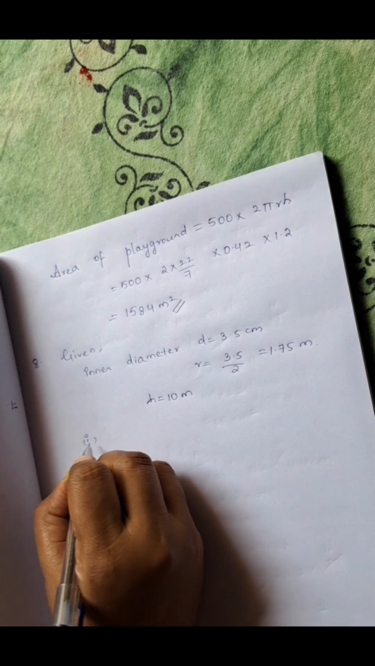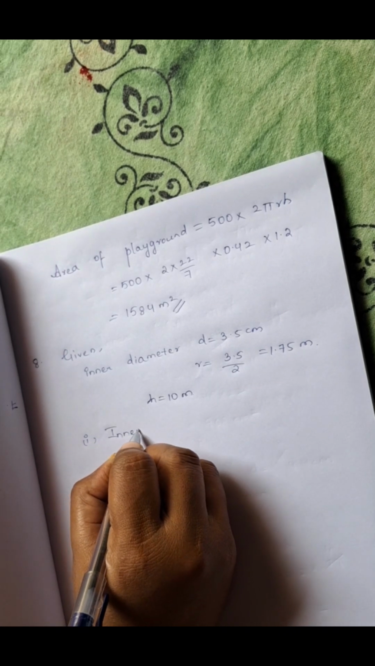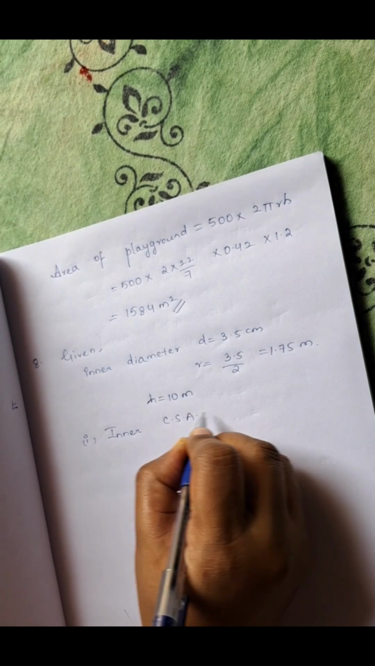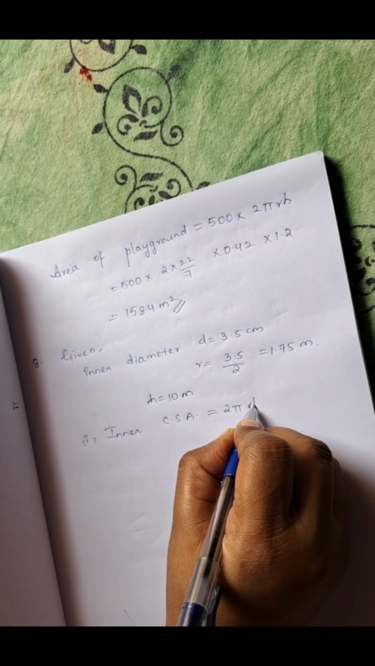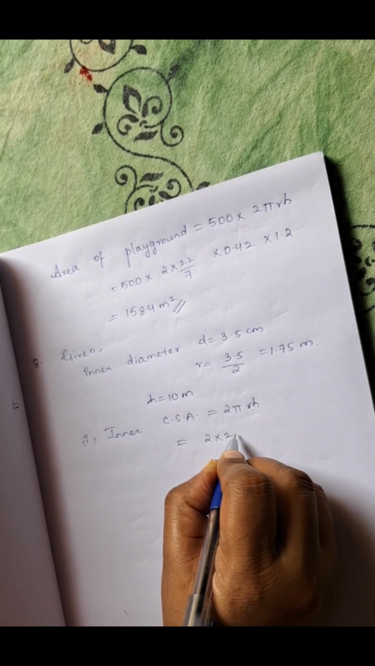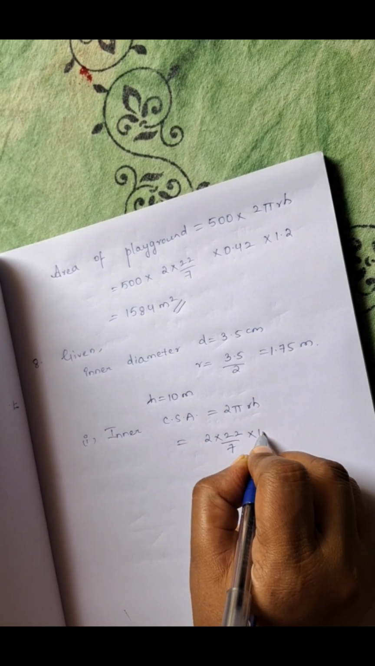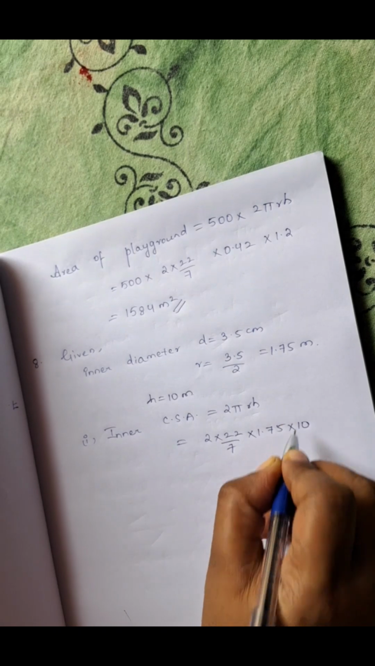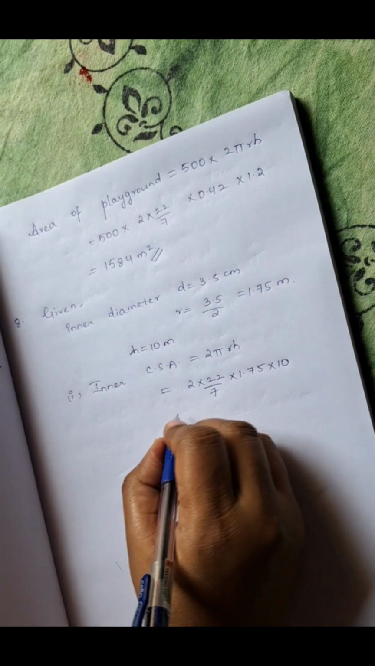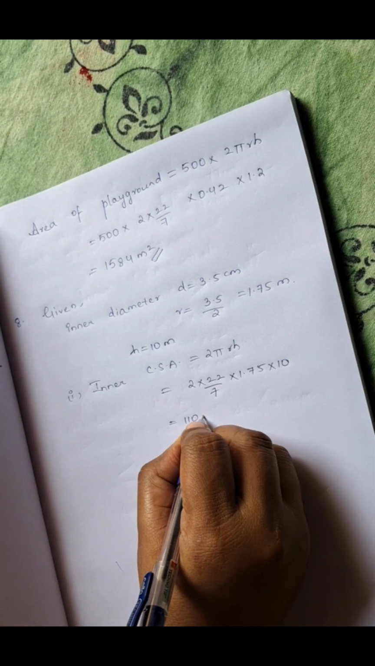So first we need to find inner curved surface area. Inner curved surface area formula is what? 2 pi RH. So this will be equal to 2 into 22 by 7. R is 1.75. H is what? 10. Right? So if we multiply all these terms, we'll get 110 meters square.